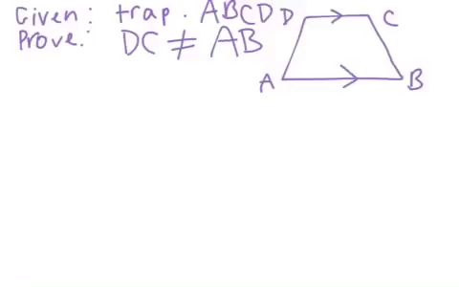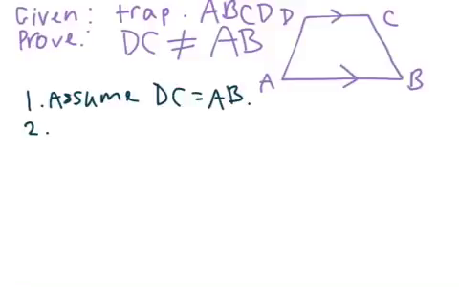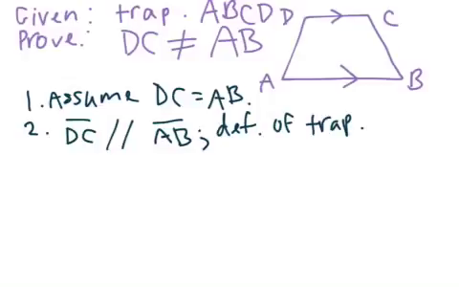So the first step is to assume the negation of what you need to prove. And what we need to prove is that DC is not equal to AB. So then we must assume that DC is equal to AB. So step 1 is assume DC is equal to AB. Now, based on our given information, we know that ABCD is a trapezoid. So, by the definition of a trapezoid, we know that segment DC is parallel to segment AB.